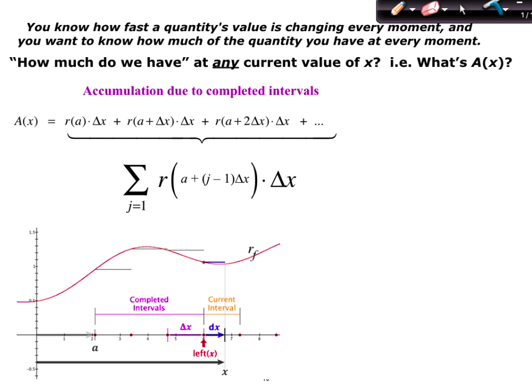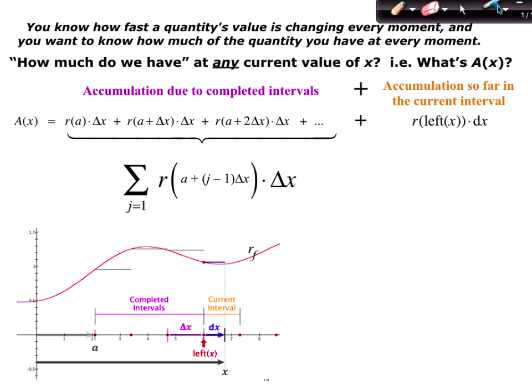It's not plus the current. Plus something to do with the current interval. Yeah, plus the accumulation in the current interval, which is? What was that? Rate at left of x times dx, right. Rate at left of x times dx. And now we know what left x is. What is left x? Well, actually, we're just going to leave it that way.